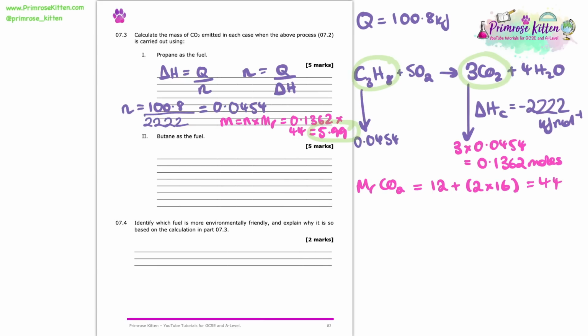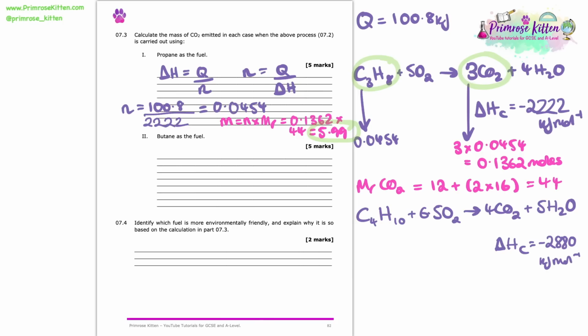Okay, so now we need to do exactly the same thing, but for butane as the fuel. And so because we've already been through our working here, it's going to be that little bit easier. So let's start by writing out our balanced equation for butane. So that is C4H10 plus 6.5 oxygen equals 6 CO2 and 5 waters. So straight up here, let's remind ourselves of what the enthalpy change of combustion was for the combustion of butane, and that was minus 2,880 kilojoules per mole.